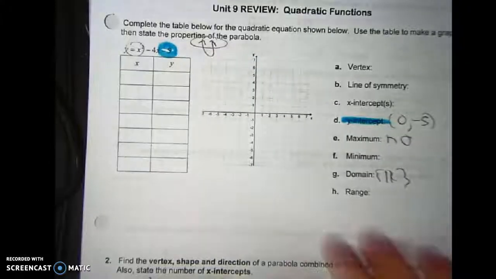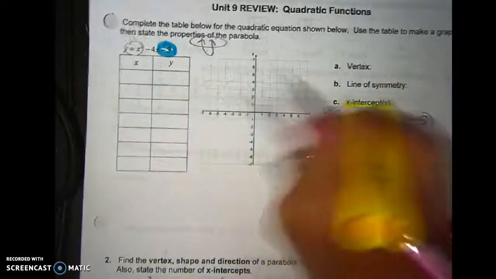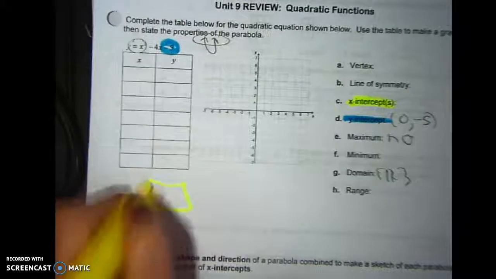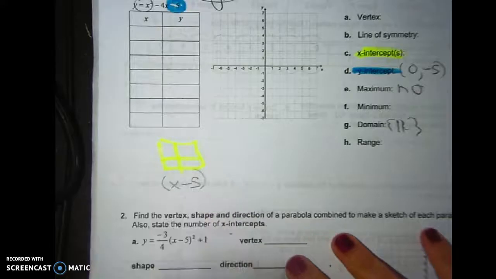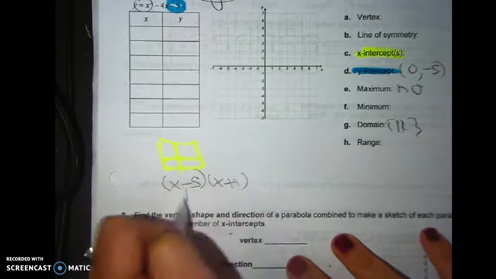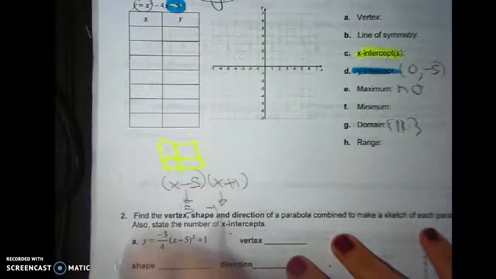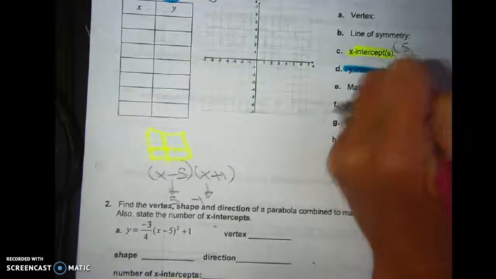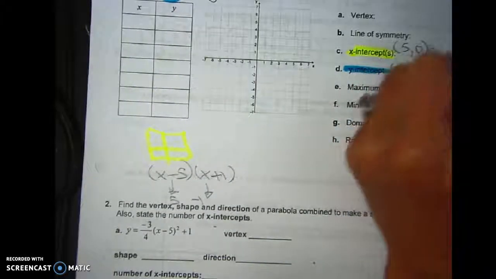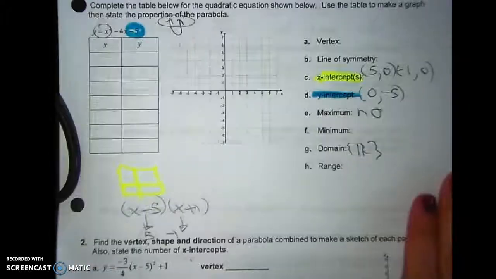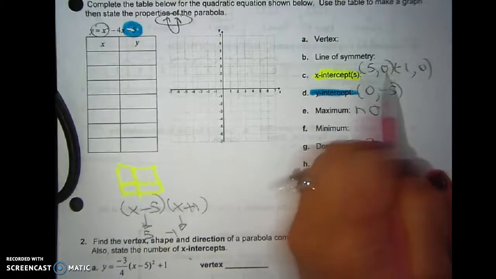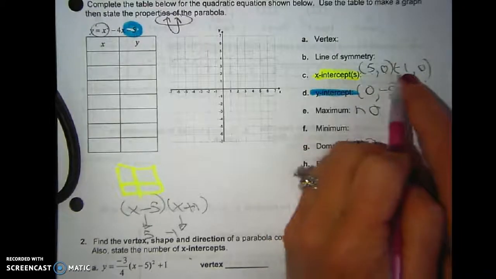Now I'm going to do my cute little box, doing the x-intercepts because I feel like it. I do my box, and I get x minus 5, x plus 1, which gives me 5 and -1. So now I know my intercepts are (5, 0) and (-1, 0). Notice I have it in yellow to see the connections.